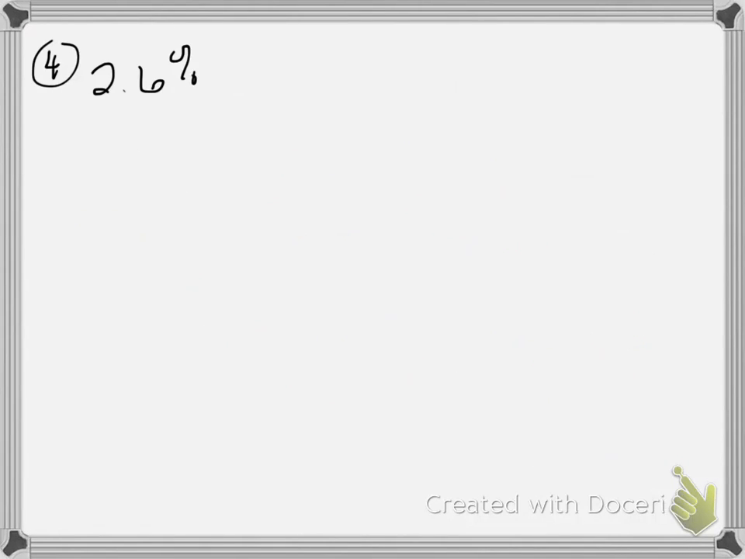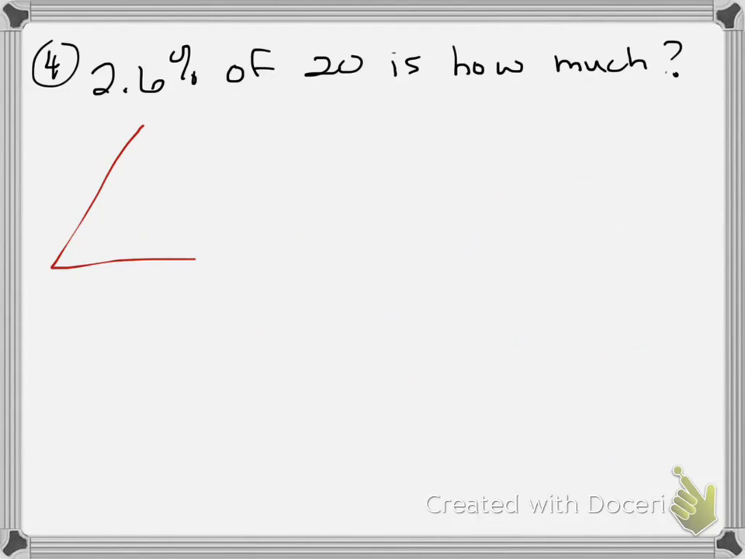Alright, number 4. That's 2.6, by the way. 2.6% of 20 is how much? I'm kind of rearranging the way the words are. Alright, one more, guys, for good measure. And you know what? If you're pretty good at this, you can pause right now and then check my answer with yours. But anyway, so rule number 1, I have the word of here. Of 20. Rule number 2 is the percent, 2.6%.